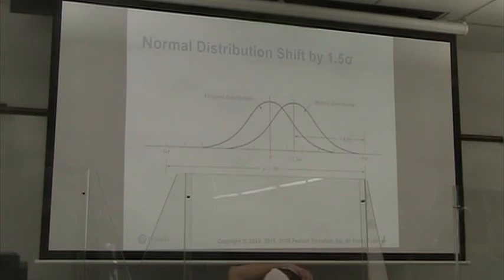Here they're illustrating that shift of 1.5 standard deviations. So we have our normal distribution, and then we have our shifted distribution.